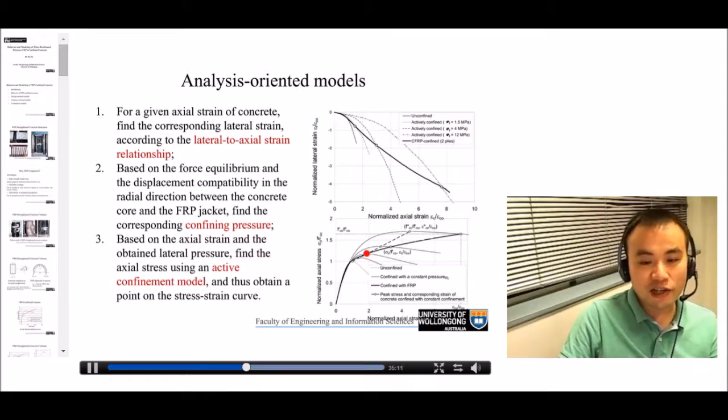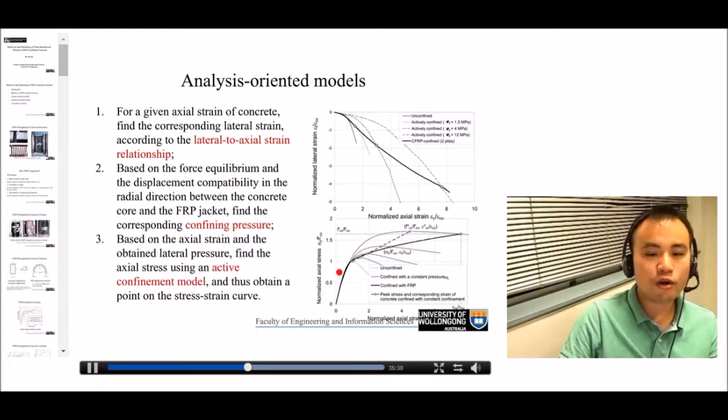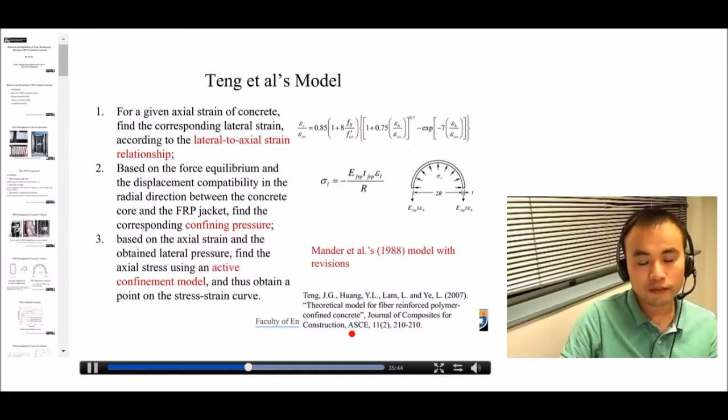Alright? And because we said at the intersection point, both FRP-confined concrete and actively confined concrete have the same axial stress and strain, that means you can determine one point on the FRP-confined concrete. In this way, we find one axial stress from one axial strain. So we determine one point on the FRP-confined concrete. If you repeat this process, you find a lot of points on the FRP-confined concrete so that you can find the whole curve.